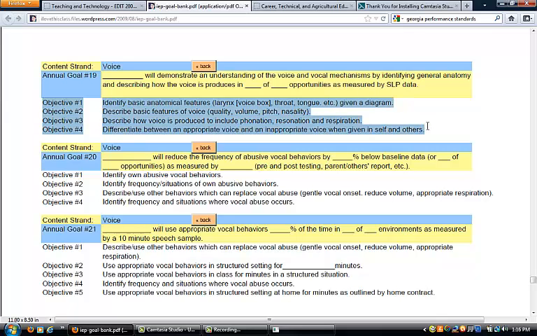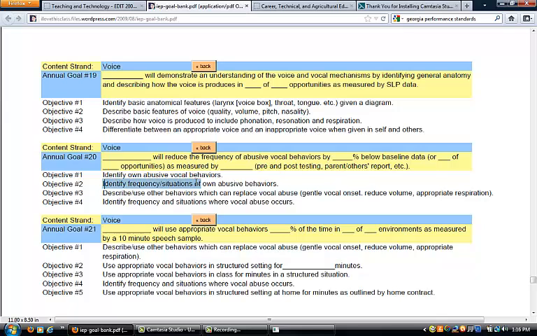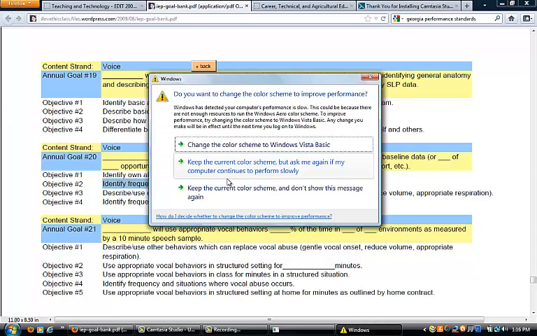We're not going to use all of them. I just want to show you that these are your standards regarding what you want to look at. If I was to choose a standard within this realm, I may choose differentiate between an appropriate voice and an inappropriate voice when given in self and others. There are different ways to do that. Down here, we're talking about the frequency situations of own abusive behaviors regarding voice, or abusive vocal behavior. Some of you would know more about that than myself.